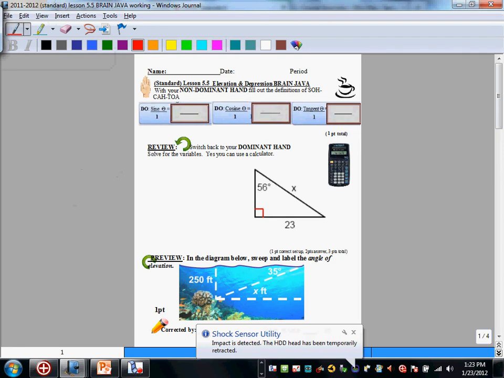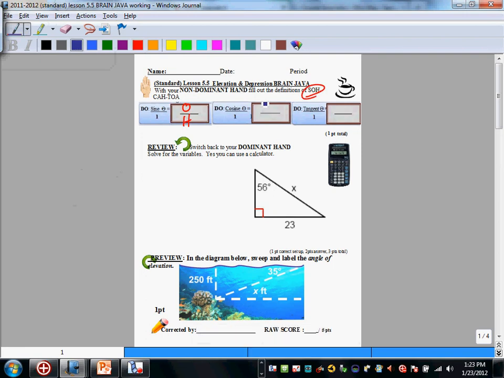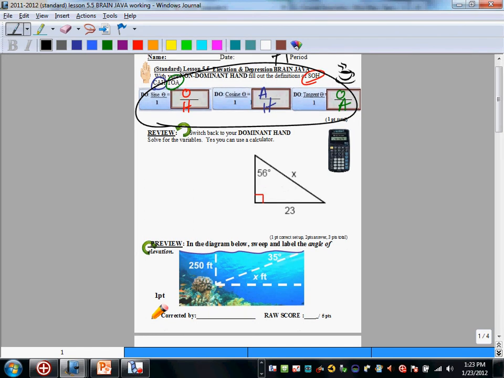Sine is opposite over hypotenuse. How do you know that it's so? It's right there for you. Okay, cosine is adjacent over hypotenuse. That's CAH. And then tangent is TOA, so it's O over A. It's right there. That's 1 point total. Guys, good, work with it. That's 1 point.